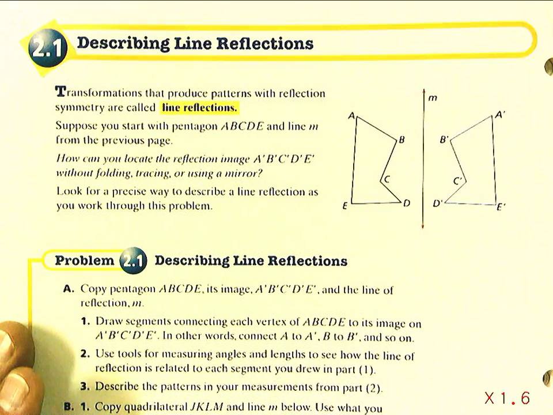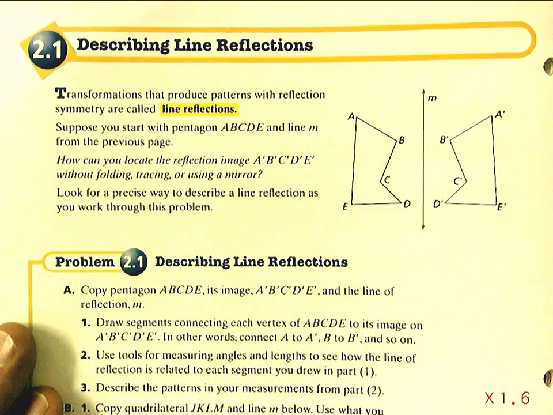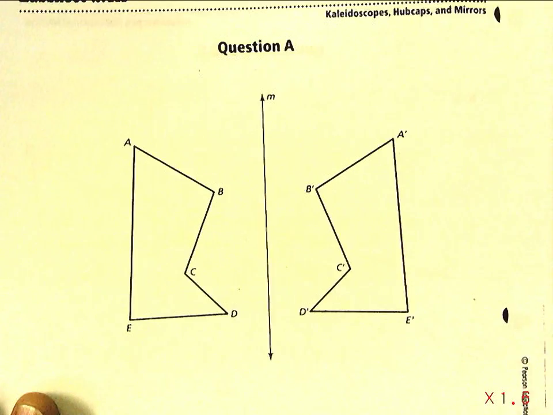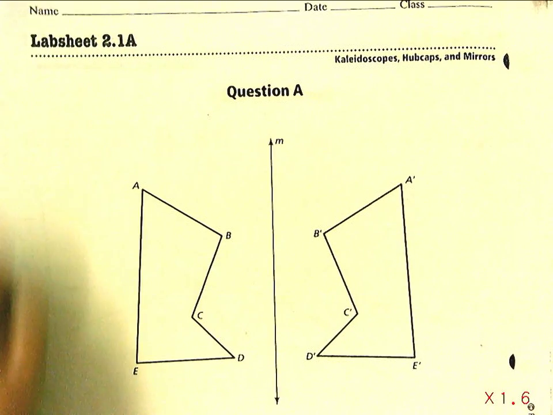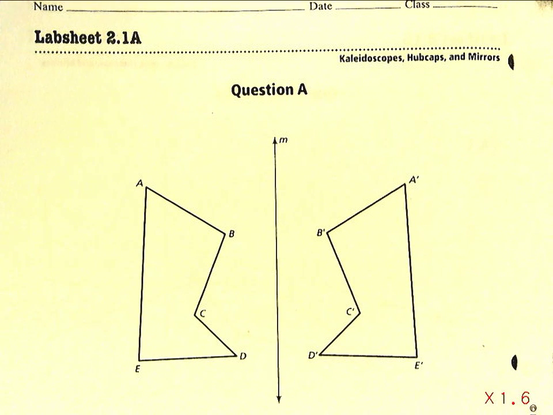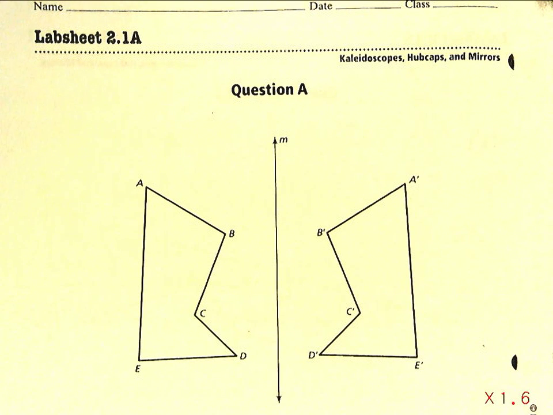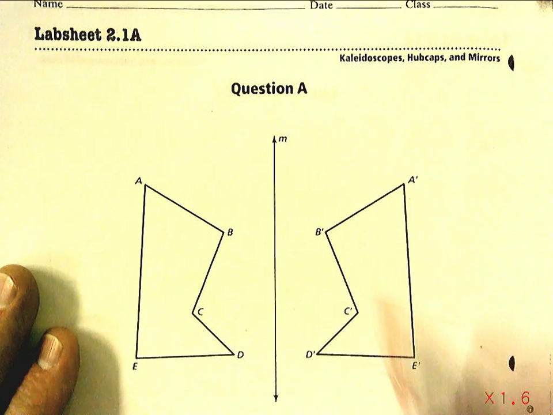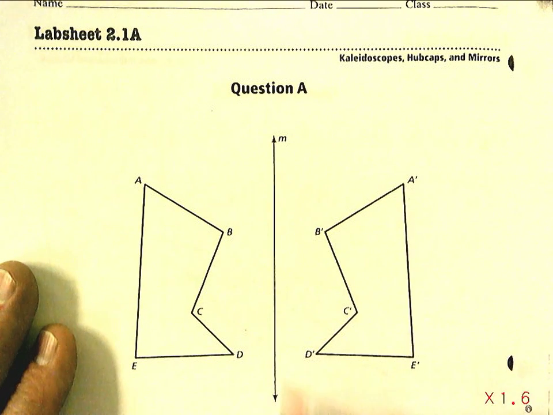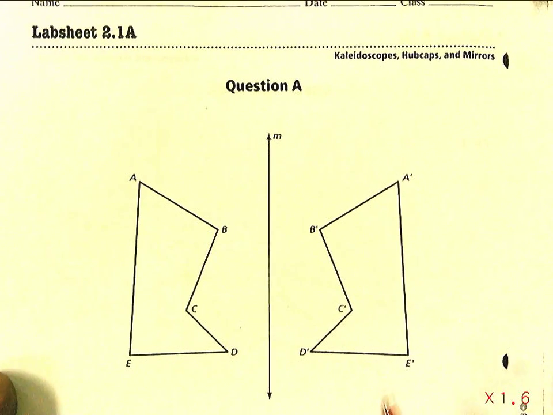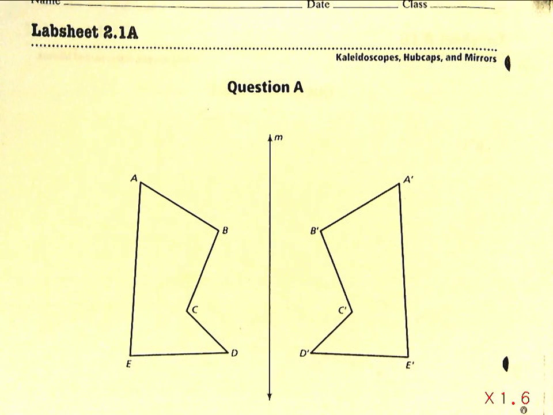And so you have a set of lab sheets. I'm going to go directly to the lab sheets for this, and we're going to start with lab sheet 2.1A. For question A, it says copy pentagon ABCDE and its image A prime, B prime, C prime, D prime, E prime, which are all these different points here, over as a reflection over line M. So we already have this line M that we're going to use as a reflection line for image A to image B. The lab sheet has already done the hard work for you in making the copy. And now the next part is what we need to do.